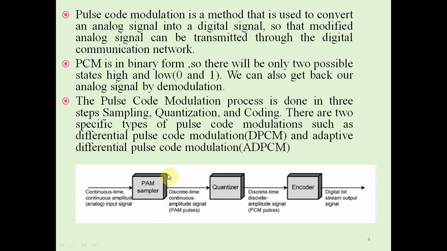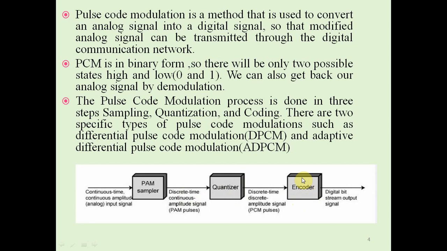In this block diagram, we show how pulse code modulation is done on a continuous time, continuous amplitude input signal. The output of the sampler is the pulse amplitude modulated signal. Generally, this is an analog modulation signal having specified amplitude levels. From those levels, the quantizer gives an approximation of the signal, which is given to the encoder, and the encoder converts it into a digital stream output signal.